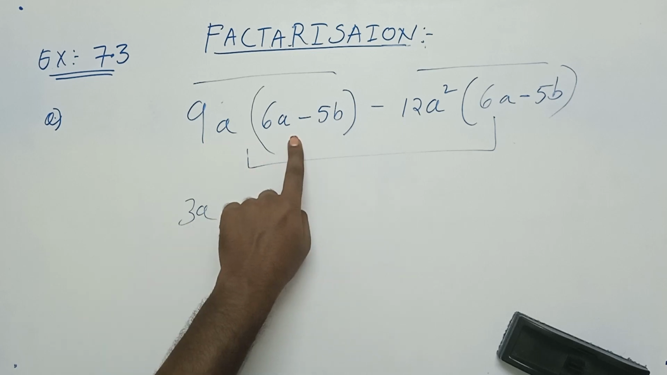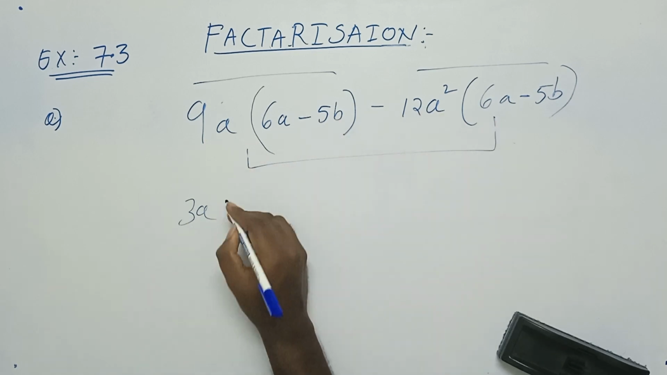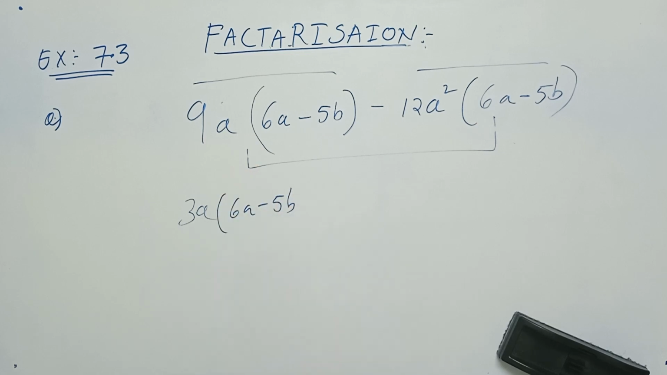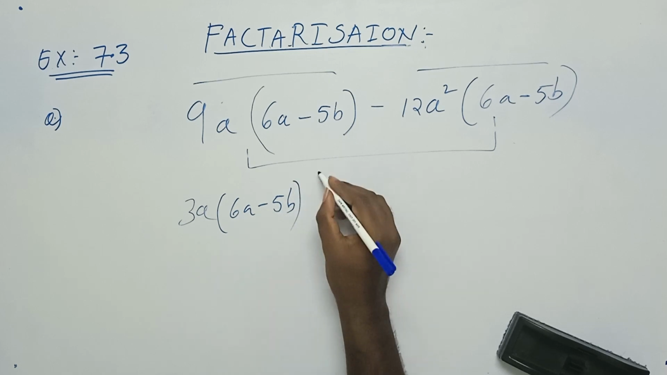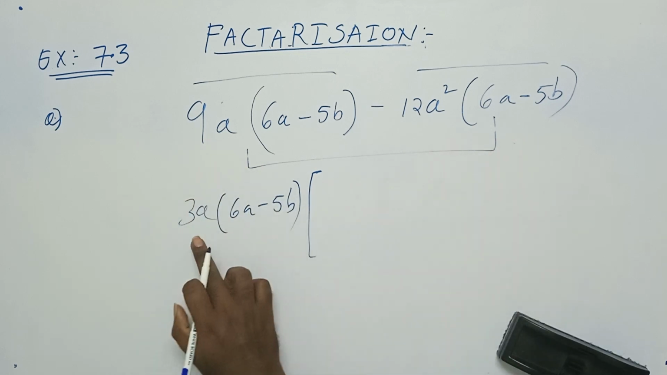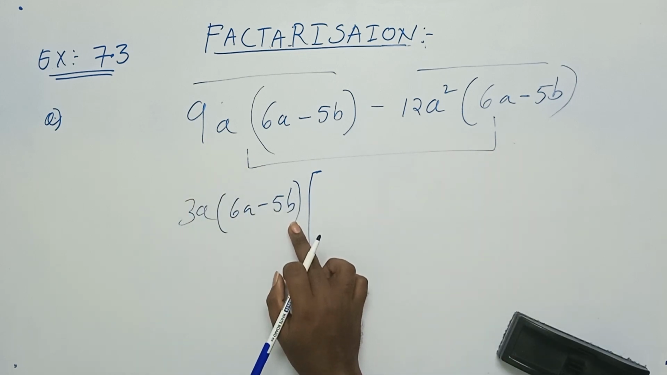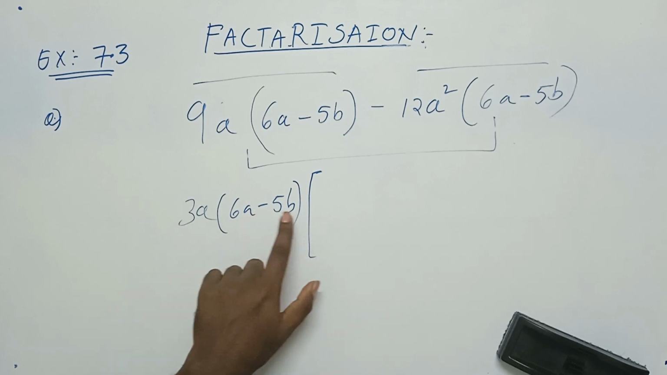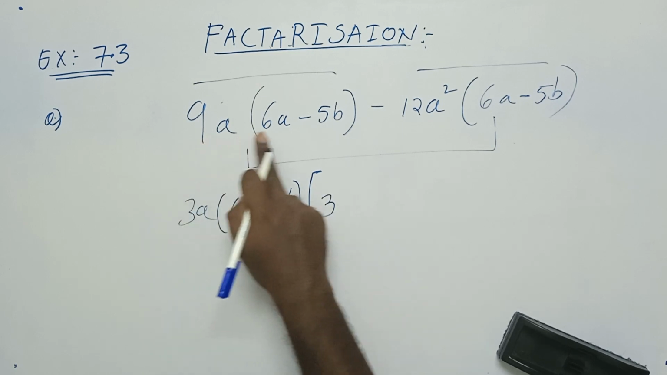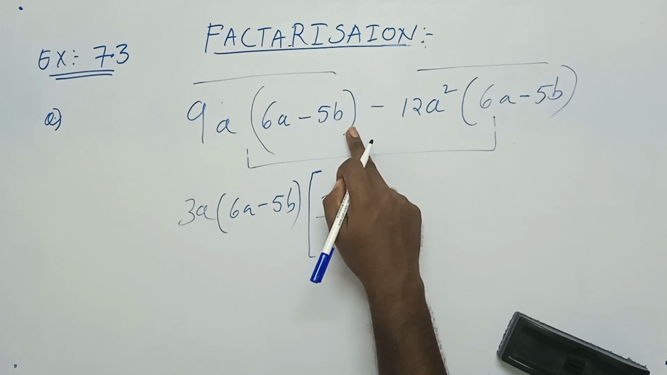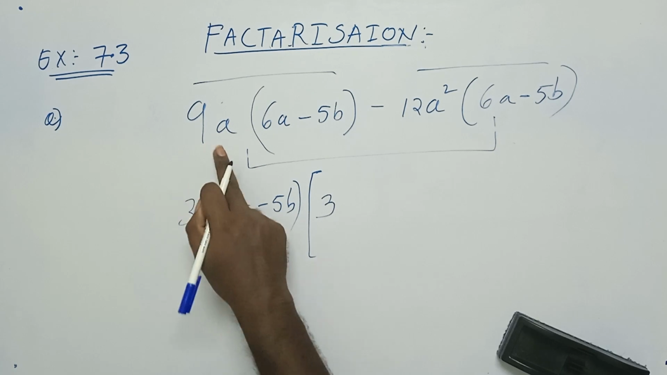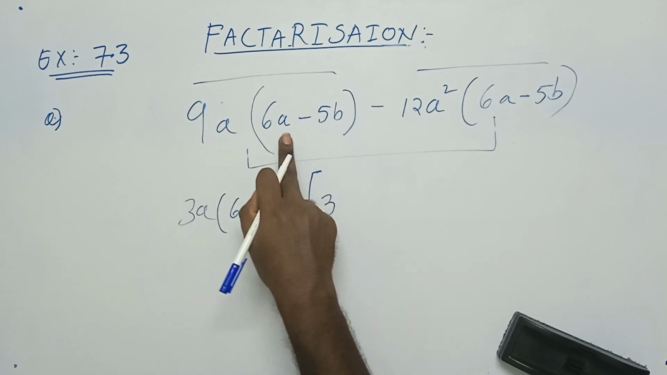So here we have (6a − 5b), and here also we have (6a − 5b). That means (6a − 5b) is also taken as common. So now we have to divide this whole expression by 3a(6a − 5b), right? So 3a into 3 is 9a, and (6a − 5b) into 1 is (6a − 5b).